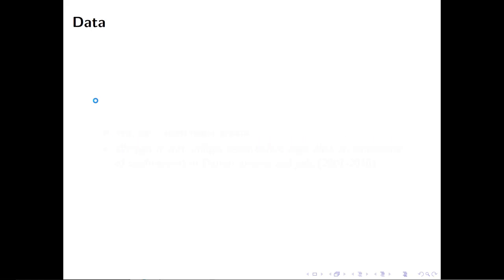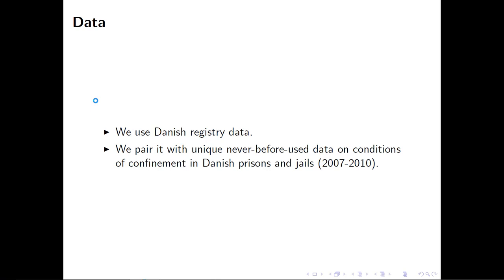Okay, so we're going to use Danish registry data, which I'm happy to talk about in detail if folks have questions. For this study, the thing that's distinctive is that we were actually able to get the Danish Prison and Probation Service to work with us to give us all of their individual level data on all sanctions that inmates got for behavior while they were incarcerated over a 3-year period.